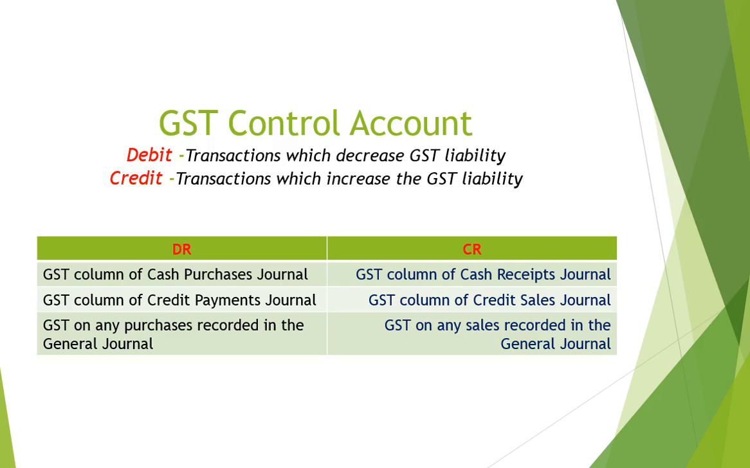On our credit side, that which increases our liability is the GST column of the cash receipts journal, the GST column of the credit sales journal, and GST on any sales recorded in the general journal. So if we sold one of our non-current assets, because we're a business, we still actually have to charge GST on that, and that might be processed through the general journal. If you have any problems with this, please discuss it with me. But this GST control account really is the summary. This is what you need to know. You need to be able to reconstruct the GST control account, so you need to know exactly what goes in the debit and credit.